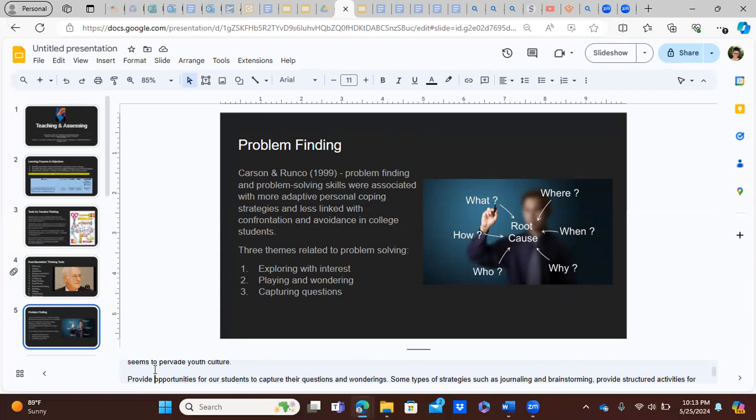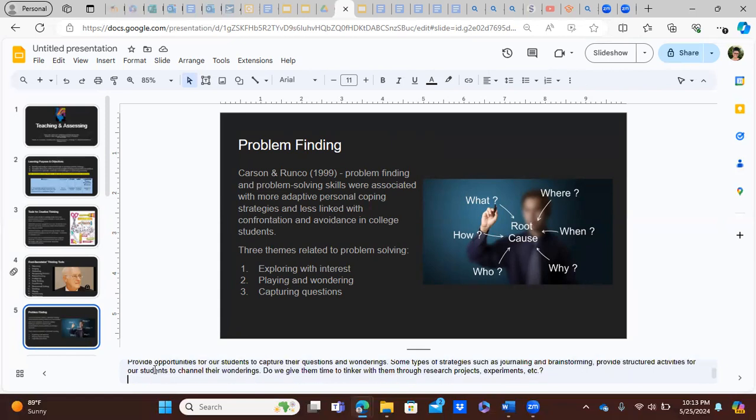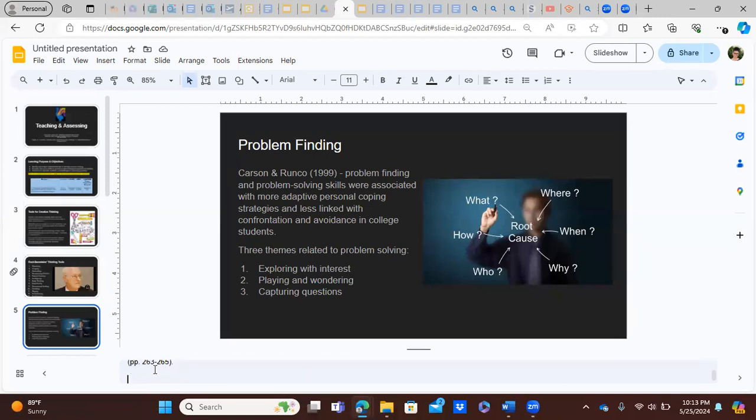Provide opportunities for our students to capture their questions and their wonderings, which is the third theme. Some types of strategies, such as journaling and brainstorming, provide structured activities for our students to channel their wonderings. Do we give them time to tinker with them through research projects, experiments, etc.? By providing opportunities for students to move through these three themes, we send the message that problem finding and solving, and sometimes not fully solving, is valuable and it's worth our time and our energy.